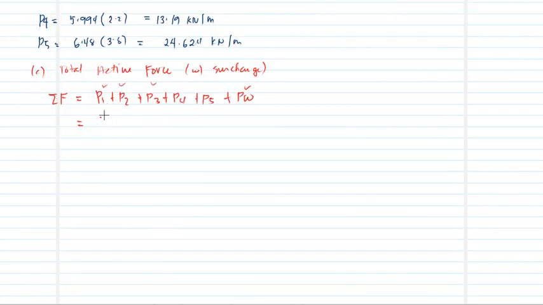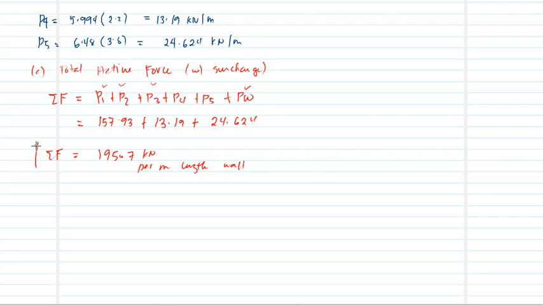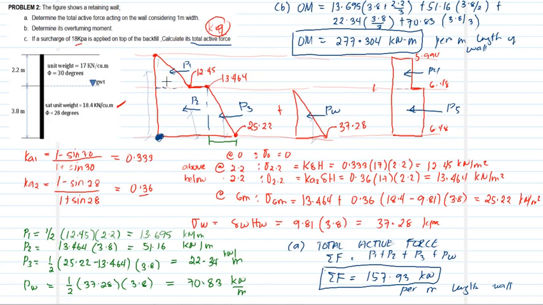So we have 157.93. So you just have to add yung P4 natin, which is 13.19. And then yung P5 natin, which is 24.624. So yung magiging total active force natin, if we have a surcharge of 18 kPa, is equal to 195.7 kilonewton per meter length nung ating wall. So this will be now our answer for letter C for problem number 2. Okay?